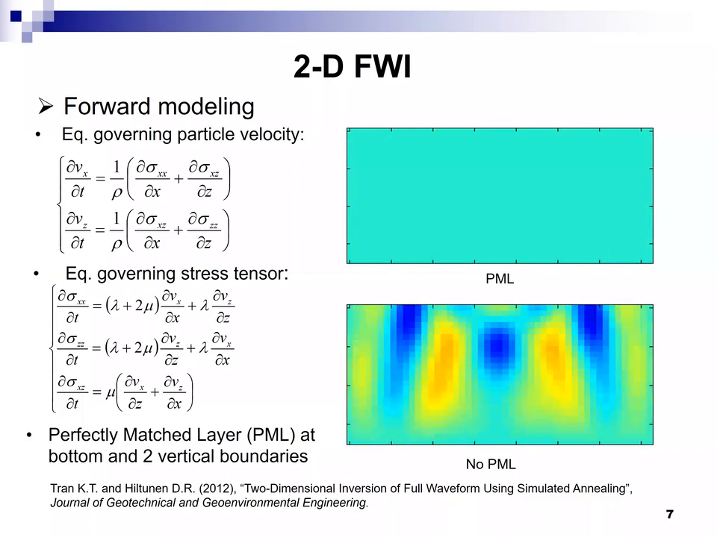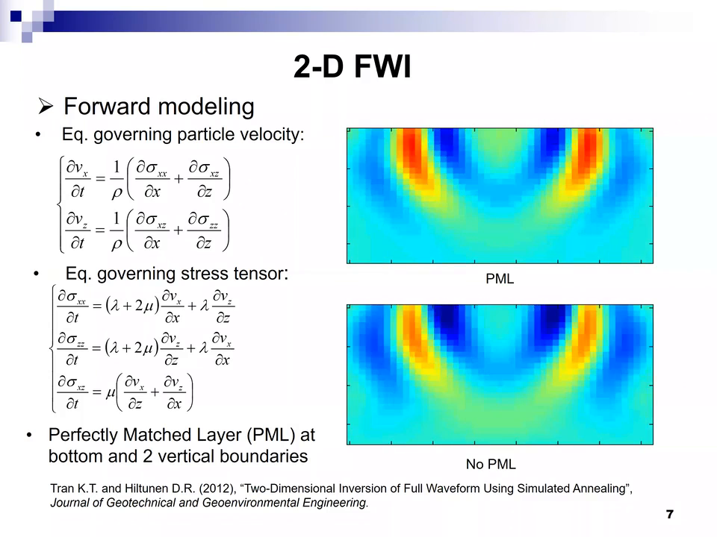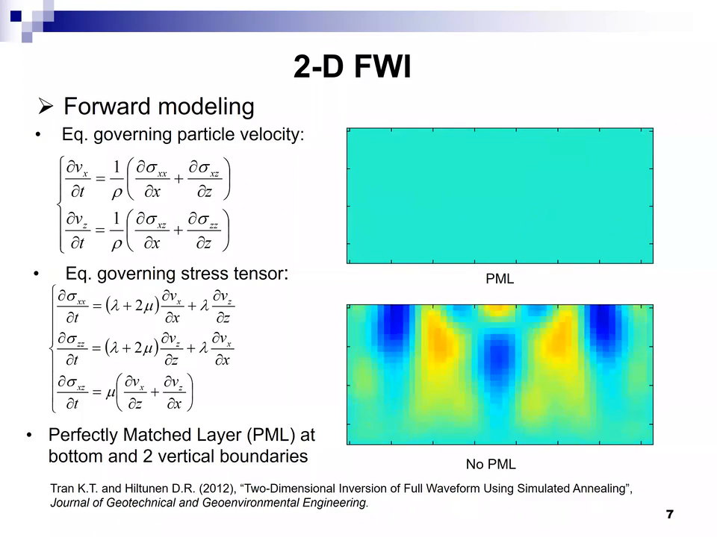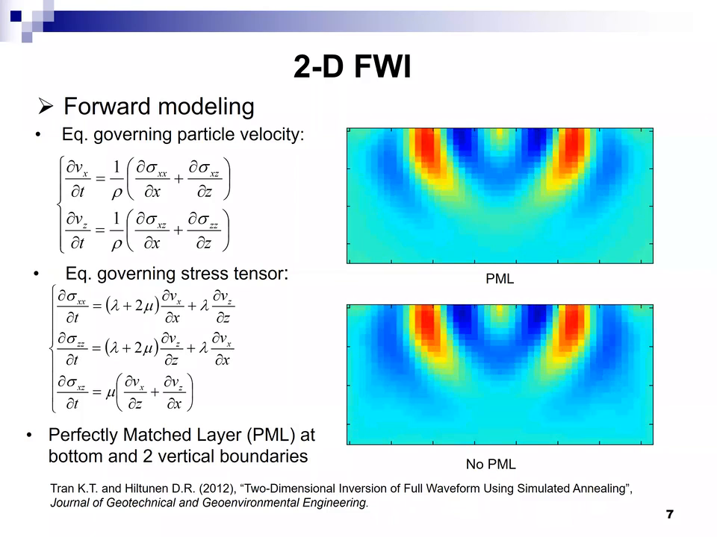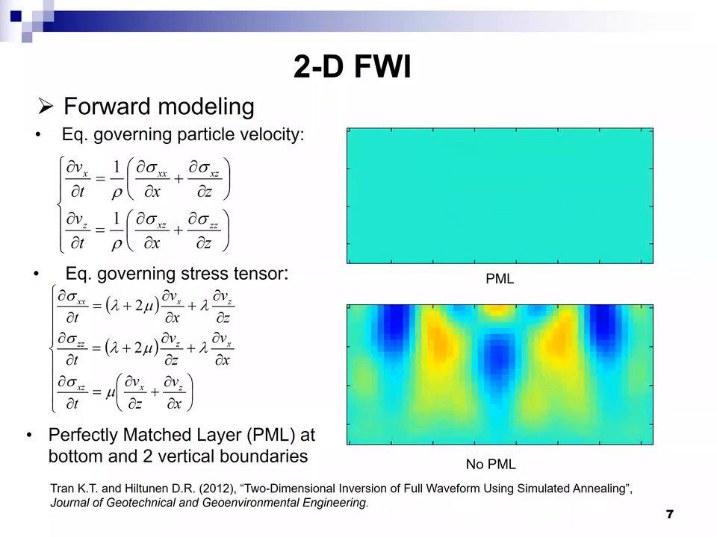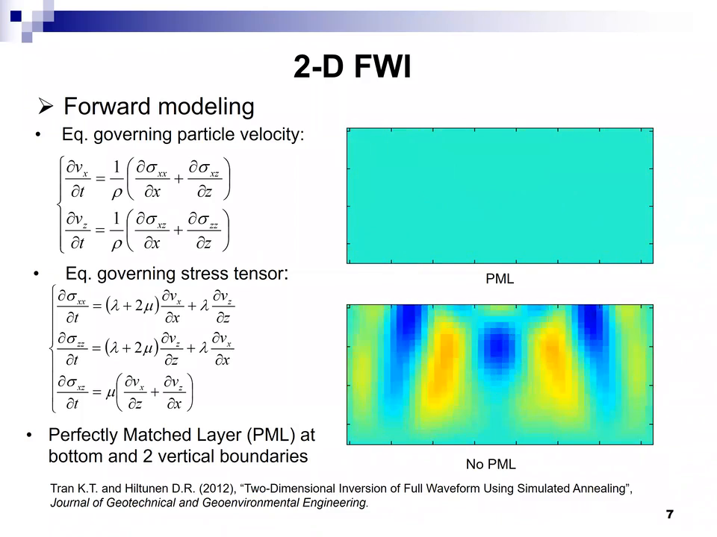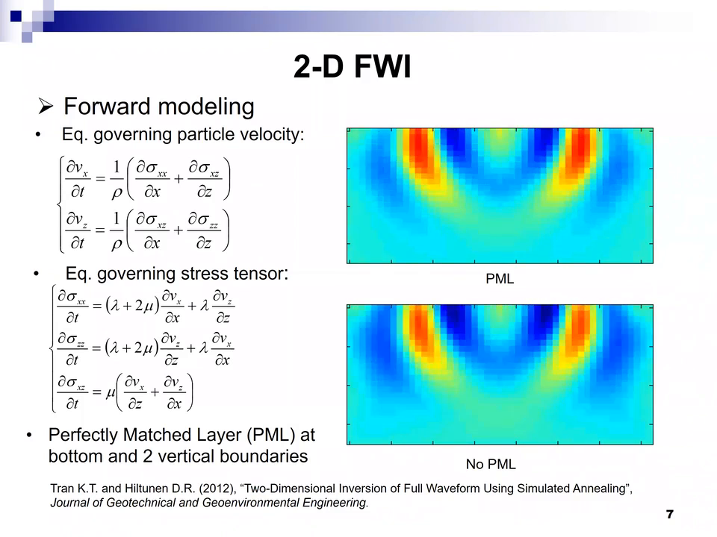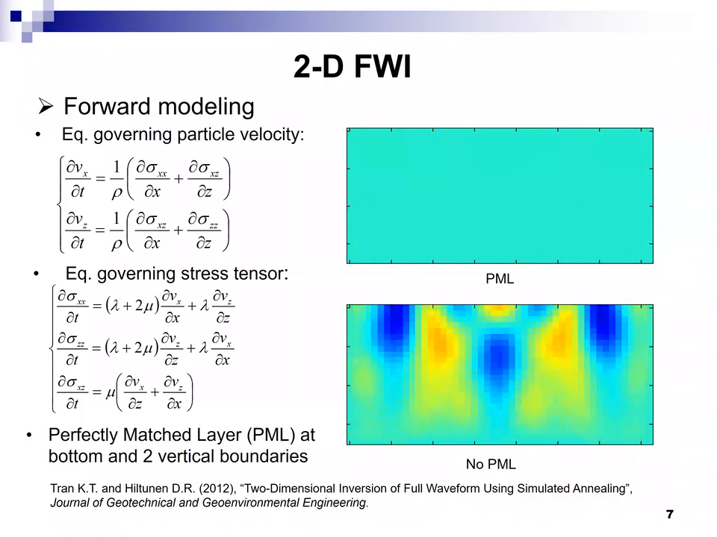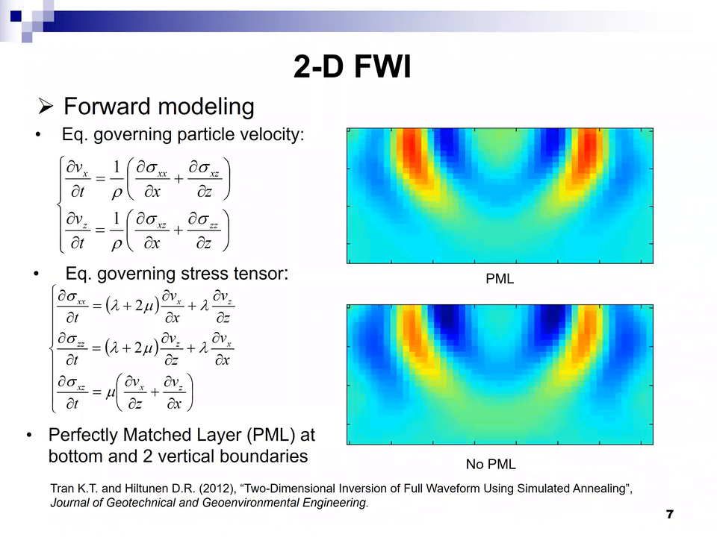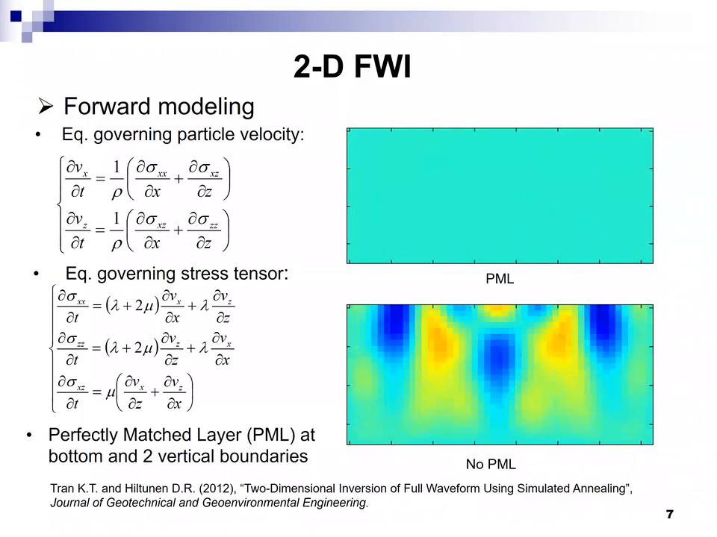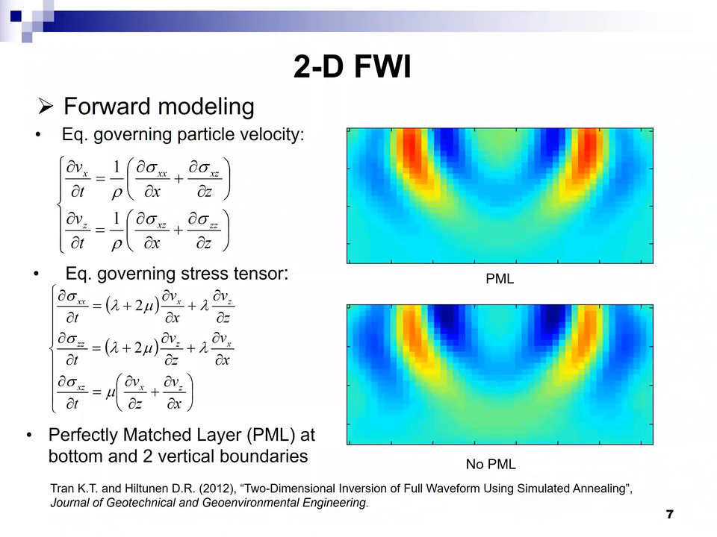In the top one, the signal propagates through the boundary without being reflected. In the bottom one, the signal reflects back from the boundary. We don't want that. That is an artificial signal. We want the signal reflected from the void, not from the artificial boundary. Next, please.